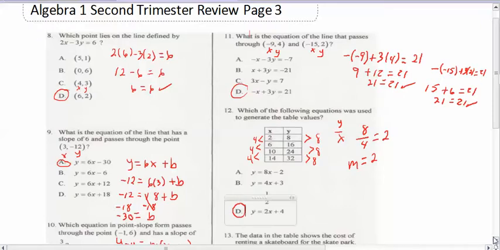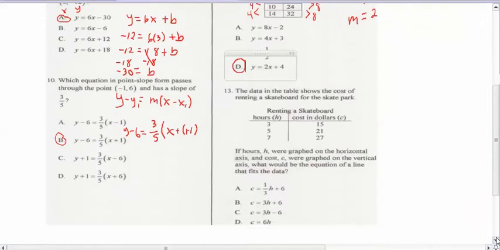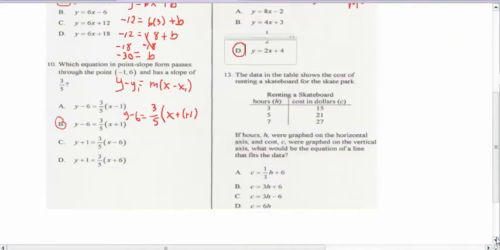Okay, the next one, number 13. Same idea. We're going to go through and find the slope because we're trying to find an equation here. So between here and here, the difference is 6. Between here and here is 6. 3 and 5 is 2. 5 and 7 is 2. And again, it's going to be y over x. So 6 over 2, which is 3.